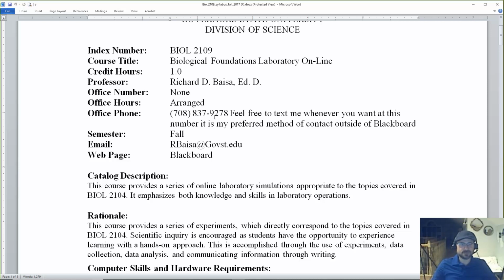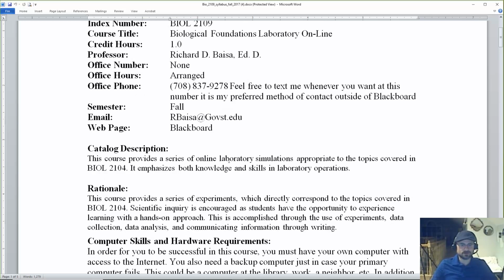So this is my phone number. This is my cell. So you can get a hold of me whenever you want on cell. Feel free to send me a text. It's actually probably the best way to get a hold of me, just send me a text message, and that's completely fine. We are in the spring semester, not the fall. There's my email address, and we are using Blackboard.